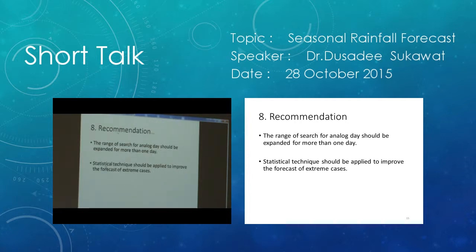And the weak point of this scaling method is you cannot forecast the extreme value. You can forecast well for the normal value, like you see in this case. So I think in the future we have to apply a statistical technique for extreme forecasts. Okay, thank you.